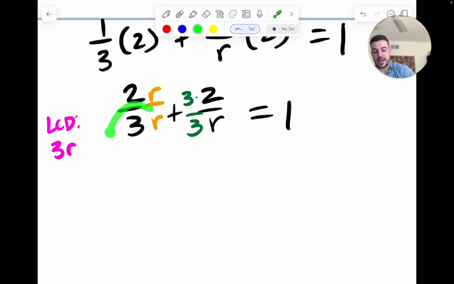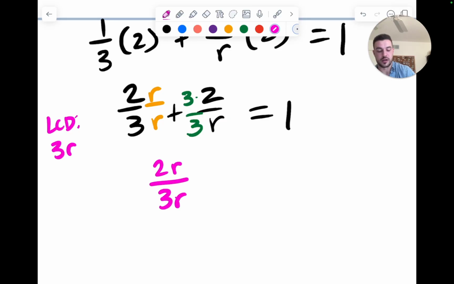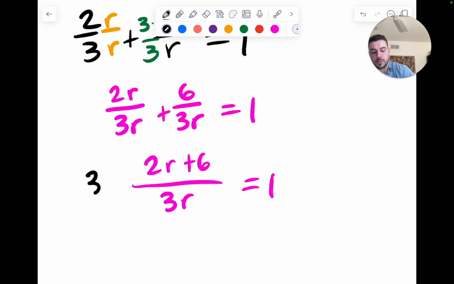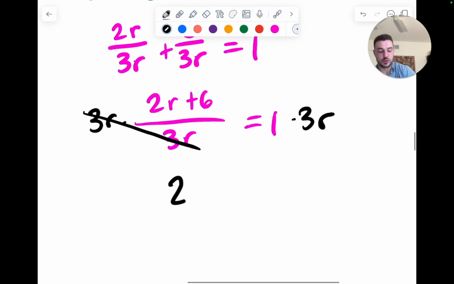All right, so this one had the 3, I was missing the r, so I multiplied top and bottom by r. And this one had the r, I was missing the 3, so I multiplied top and bottom by 3. So this will simplify to 2r over 3r plus 6 over 3r equals 1. And now we can solve. So I have 2r plus 6 over 3r equals 1. By isolating my variable, I can get it out of the denominator. So I'm going to multiply by 3r. And I get 2r plus 6 equals 3r.